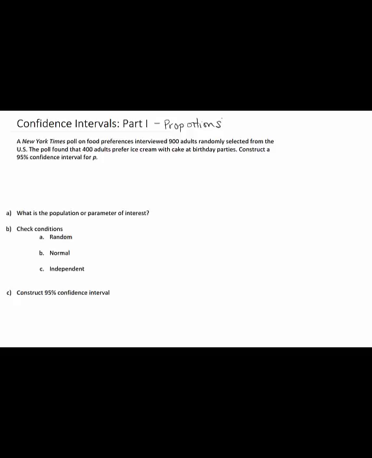You're asking 900 adults if they prefer ice cream with their birthday cake or not, and 400 of them prefer ice cream with their cake at a birthday party. A 95% confidence interval for p. So like in that overview, you're trying to say something like, I'm 95% confident that the true proportion is within this certain range. That's what they kept saying, like what's the width of your range and things like that.